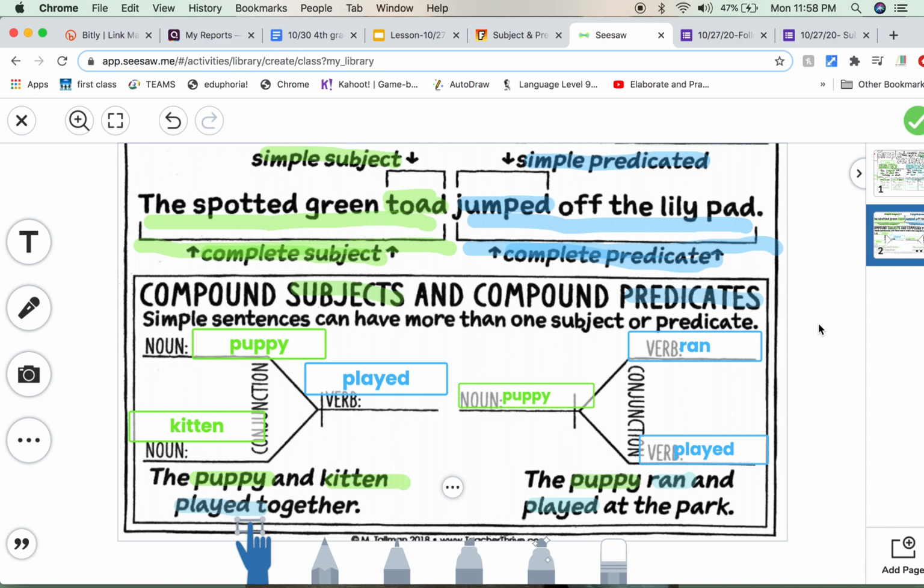So once again, the simple subject is always one word. The complete subject, it is all of the words in the subject in that part of the sentence. The simple predicate is the one word verb. The complete predicate, all of the words in the predicate in that part of the sentence. And simple sentences can have more than one subject or predicate. So now, fourth graders, you have successfully watched the subject and predicate lesson.